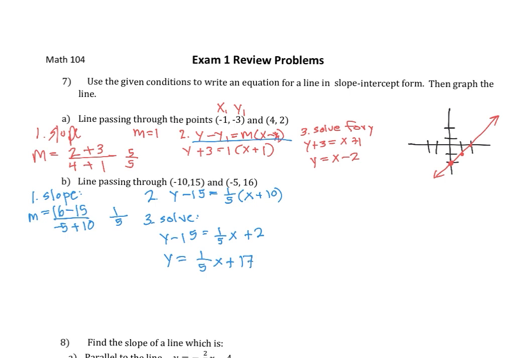Okay, since they do ask us to graph these, we will attempt to graph. My y-intercept is pretty high up there. So we've got 1, 2, 3, 4, 5, 6, 7, 8, 9, 10, 11, 12, 13, 14, 15, 16, 17.